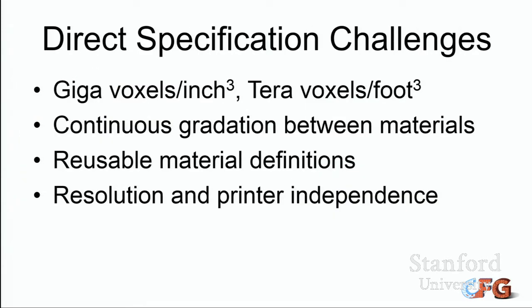Whenever you want to 3D print structures like this, you immediately realize that you have a real problem with data. If you are printing at 600 dots per inch, then you have gigavoxel per inch cubed, or teravoxel of data per foot cubed. And so that's the first one. And then there are lots of interesting ones. For example, building continuous gradation between materials at a very fine scale is extremely challenging. And it's very difficult to decouple materials from underlying geometry. And finally, you have real problems with being independent of the particular printer and its native resolution.